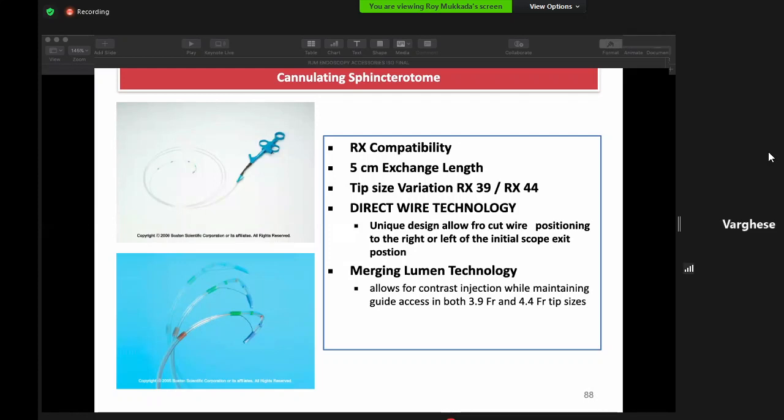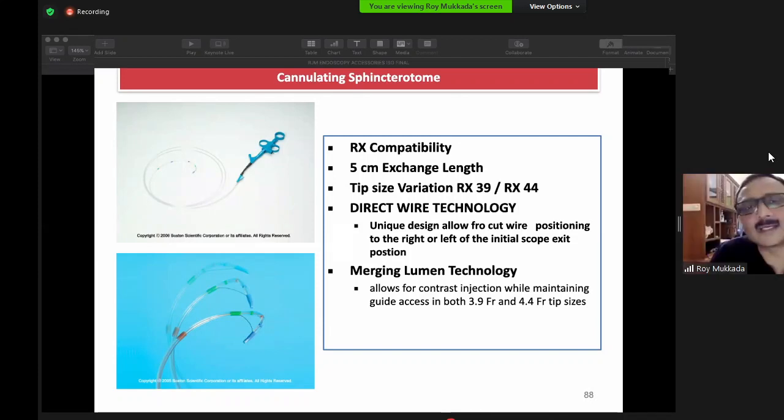Back to the question. When do you decide to do a sphincteroplasty? That means we want to make that opening very big. I think I have given enough clue. Suppose there's a stone and you do a sphincterotomy and a balloon sweeping, and the stone is coming out. No need for a sphincteroplasty. When do you decide on sphincteroplasty?